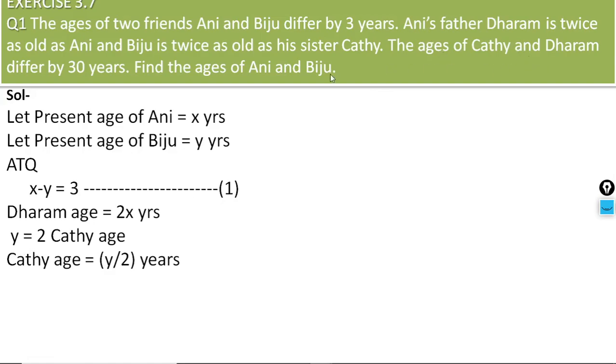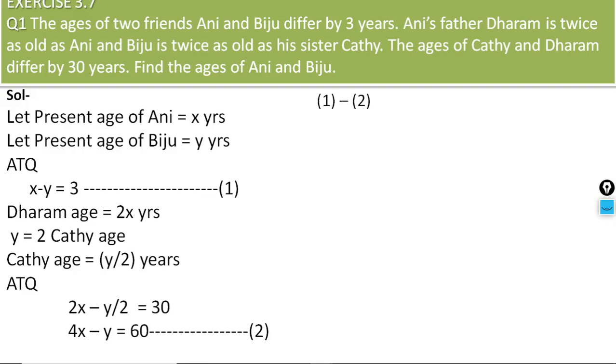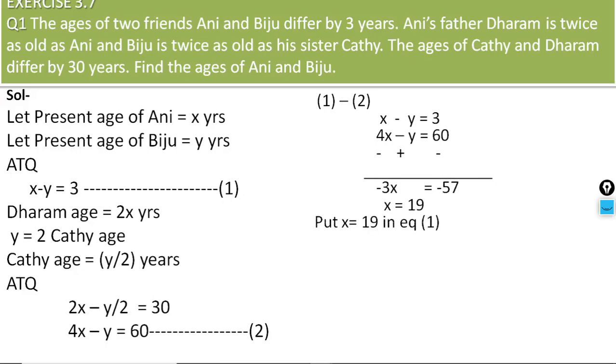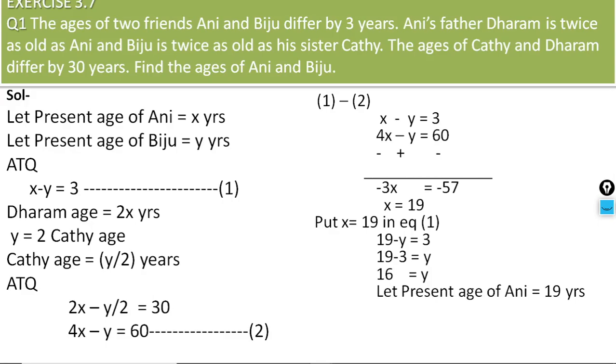The ages of Kathy and Dharam differ by 30 years. It means 2x, Dharam's age, minus y upon 2, Kathy's age, is equal to 30. By taking LCM, we'll get 4x minus y is equal to 60. By solving these two equations by subtraction, we'll get x is equal to 19 and the value of y is equal to 16. So the age of Ani is 19 years and the age of Biju is 16 years.